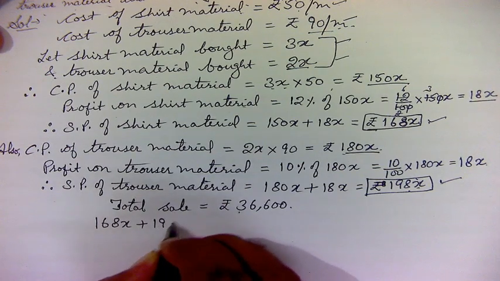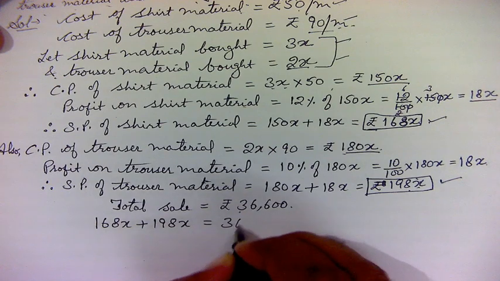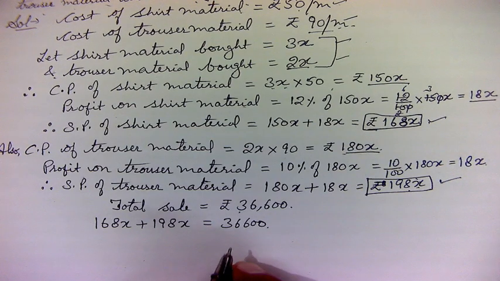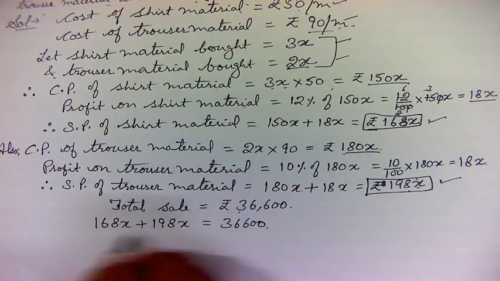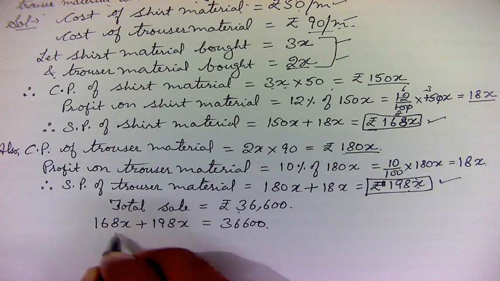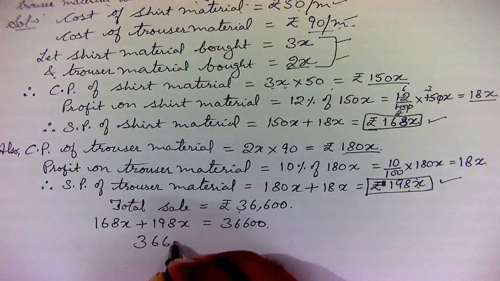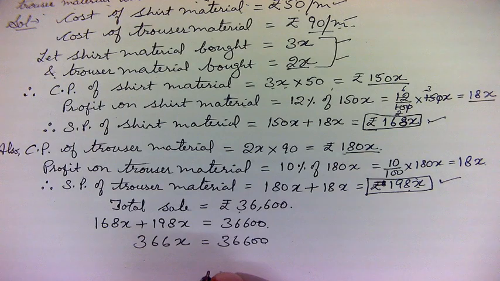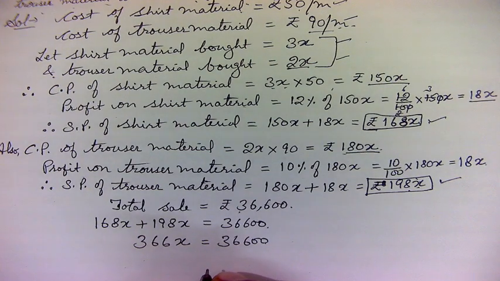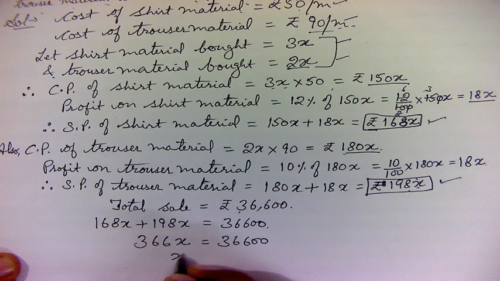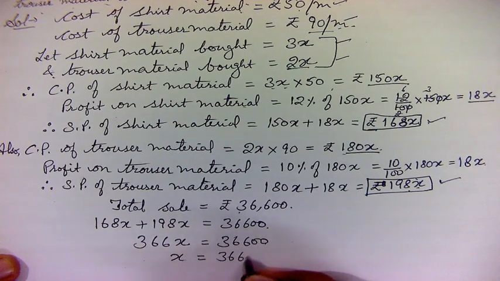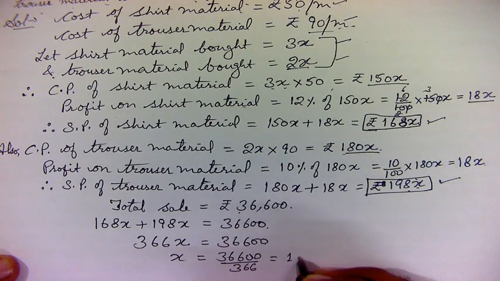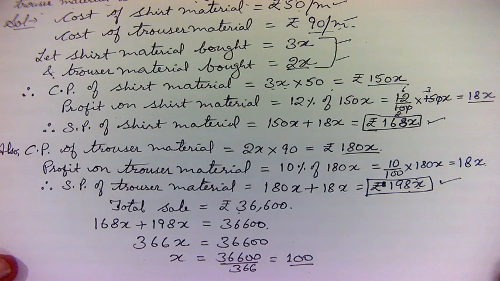So this is 168x plus 198x equals 36,600. If you solve this, you see 366x equals 36,600. So what is x equal to? 36,600 divided by 366, you get x equals 100.